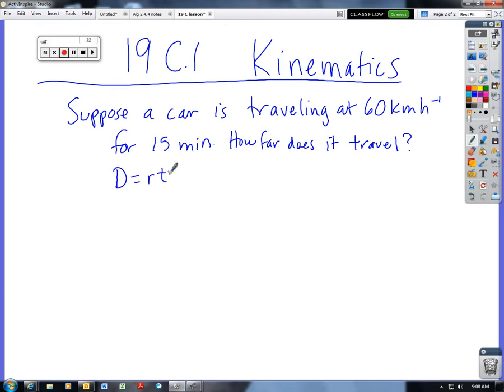So the rate is 60 kilometers per hour, and it's traveling for 15 minutes, which means we have to convert that to hours. Easiest way is just to write that as a quarter. It's quicker just to do it in our head instead of using dimensional analysis. So 15 minutes is a quarter of an hour. And then our units cancel and we get 60 divided by 4, which is 15 kilometers. Right? We already knew that.